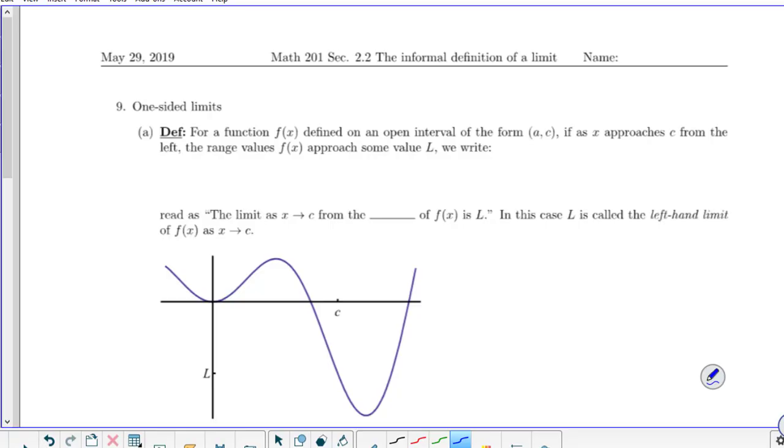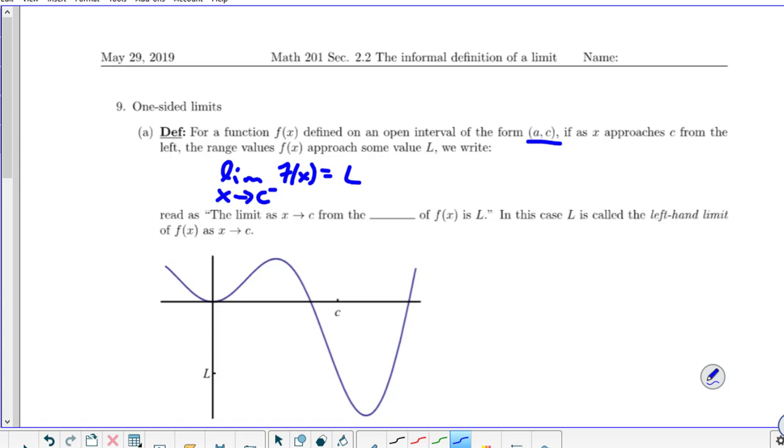All right, so the next thing I want to introduce is the notion of left and right hand limits. This definition looks very similar to our definition of the limit, what I'm going to sometimes call the limit proper, the limit definition that I gave before. So for a function defined on some open interval of the form a comma c, if as x approaches c from the left, the range values approach some value L, then we're going to write the limit as x approaches c from the left of f of x is equal to L.